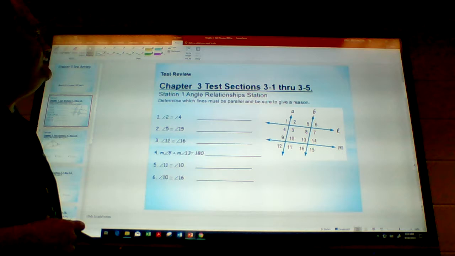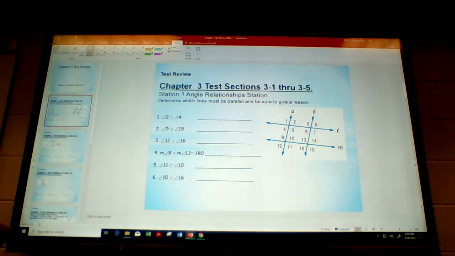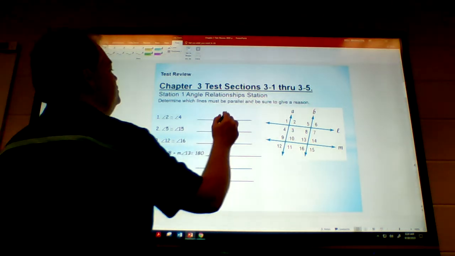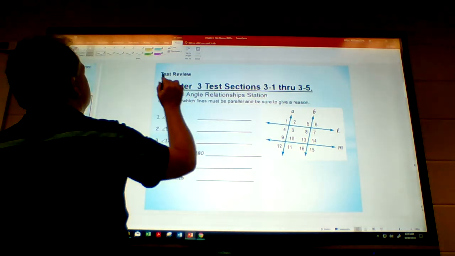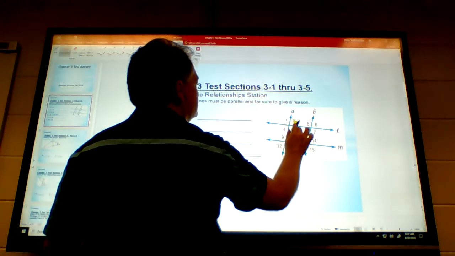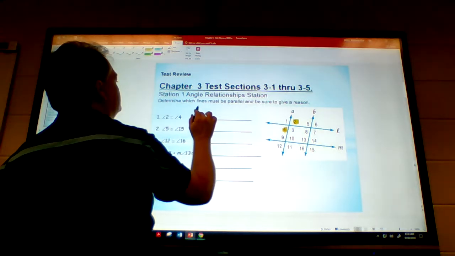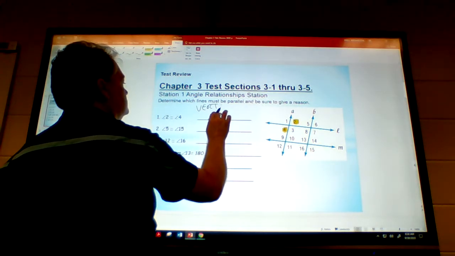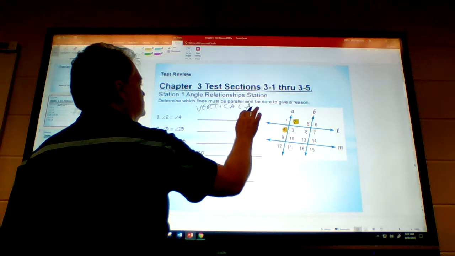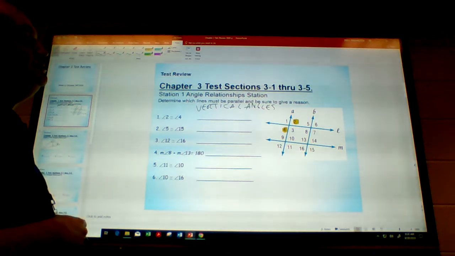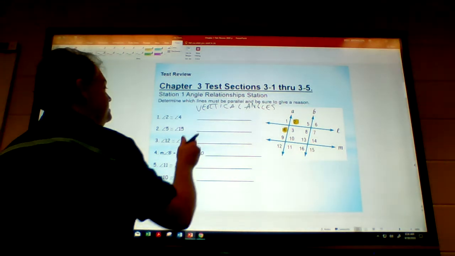Okay, the first thing we're going to do is talk about the relationship between each of the angles. We're also going to talk about when you're trying to prove lines parallel and why they are parallel. So let's look at the following. Angle 2 and angle 4: those are vertical angles. Because they're vertical angles, they do share a transversal, but they also share another line, so you cannot prove lines parallel.